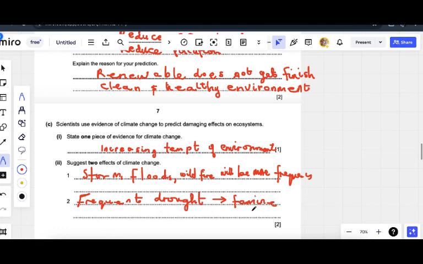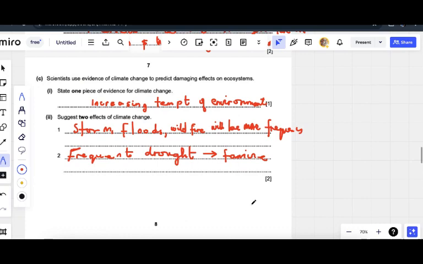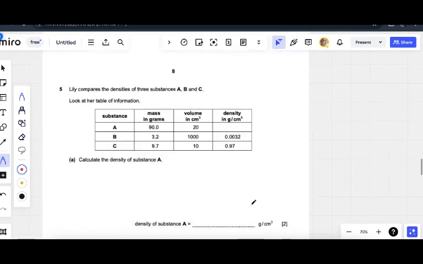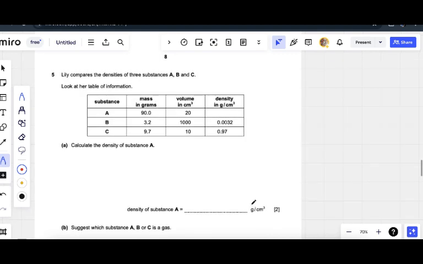Okay? So they asked us for two. These two will be sufficient for us to get our two marks. More drought will happen, storms will happen, the polar ice will melt, and temperature will be increasing, species that cannot survive the increase in temperature or the changes in the climate will die. So that's that. Now let's go to question 5.